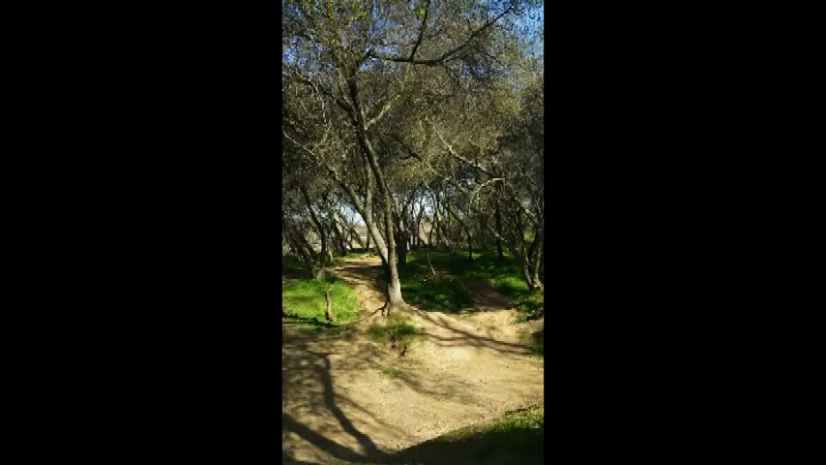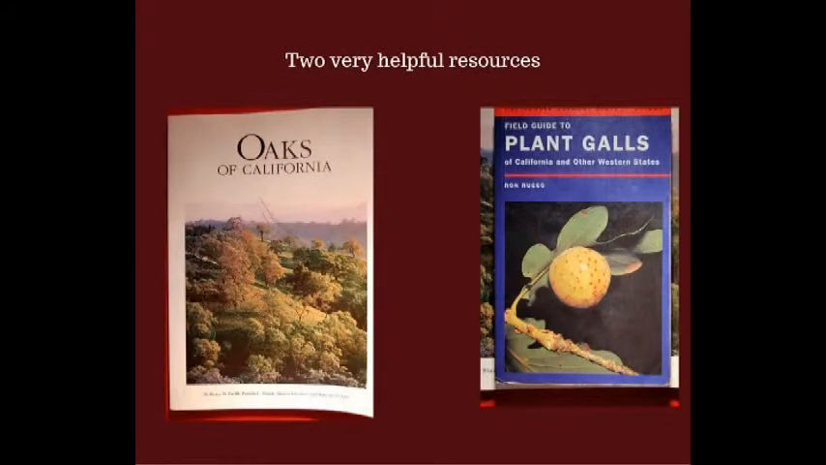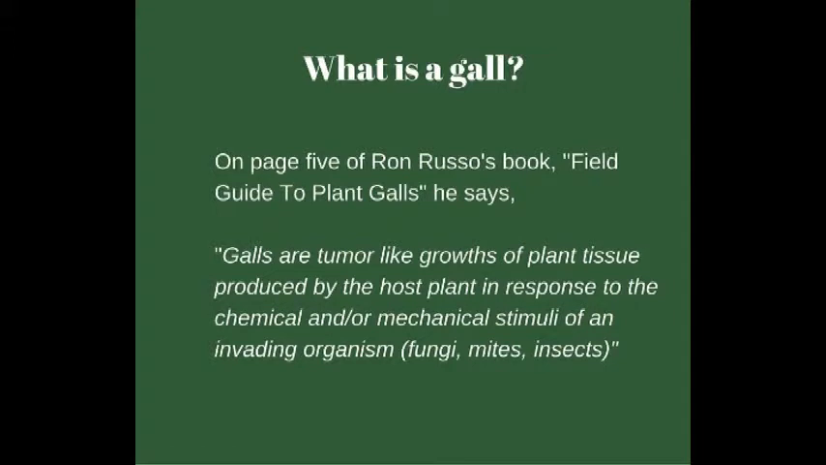So now that we have a basic understanding of the trees and where they're located, let's talk about what plant galls are and some of the resources that you'll need or that are helpful in making this project successful. Two books that were very helpful for me when I made my project were Oaks of California and A Field Guide to Plant Galls, both of which are available through the Sacramento Public Library system. And both are very useful, one for helping you understand the differences between oaks, and second, for a fairly decent listing of plant galls that you will likely encounter in the parkway.